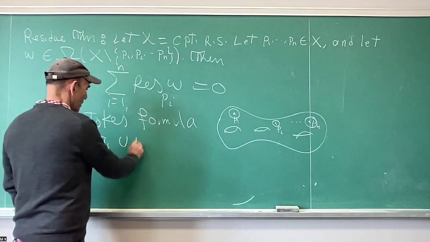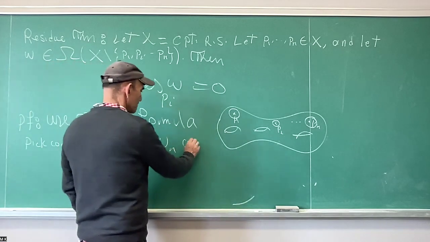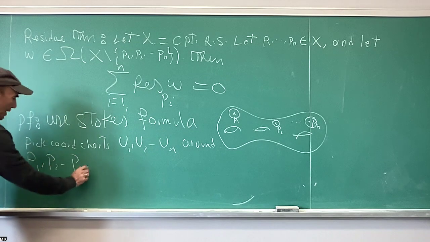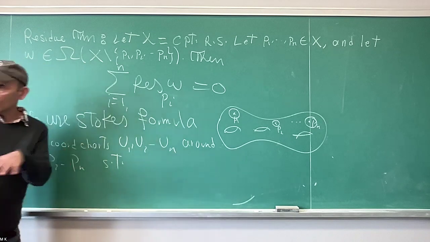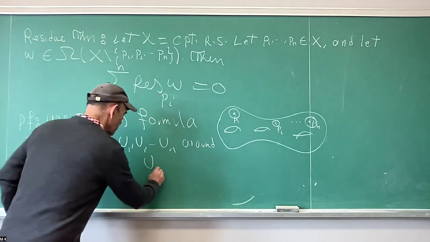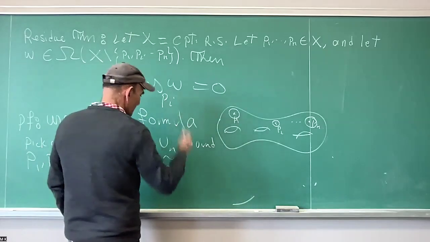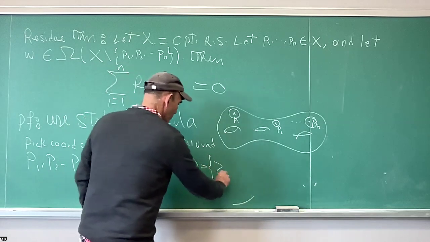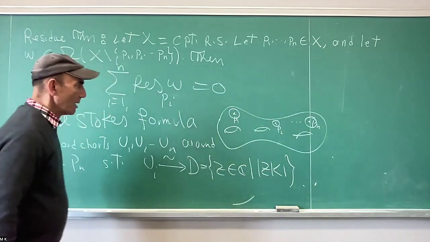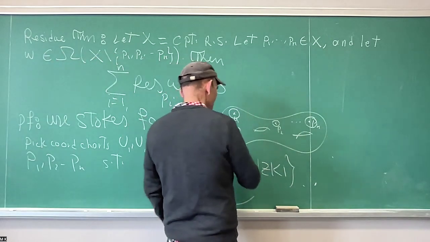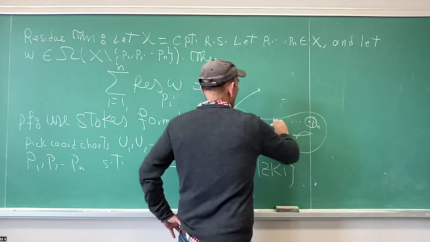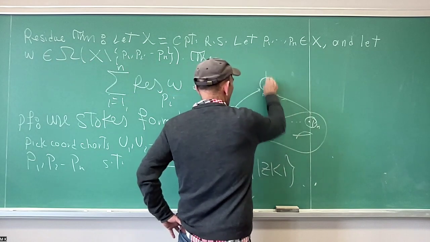Charts U1, U2, ..., Un around P1, P2, ..., Pn, such that under these coordinate charts, I want each Ui to be biholomorphic to the open unit disk, the set of all z in C such that the absolute value of z is less than 1. Yeah, we can do that. This is in C.